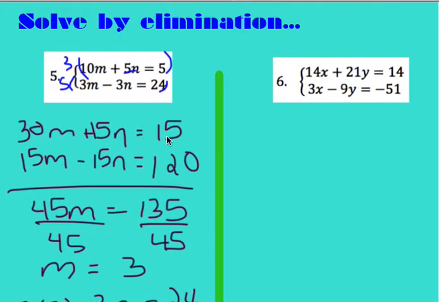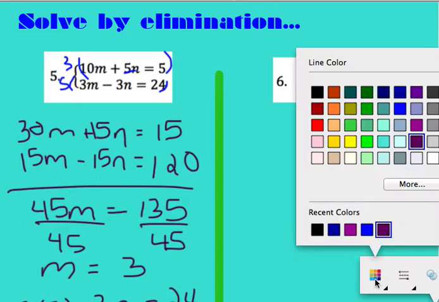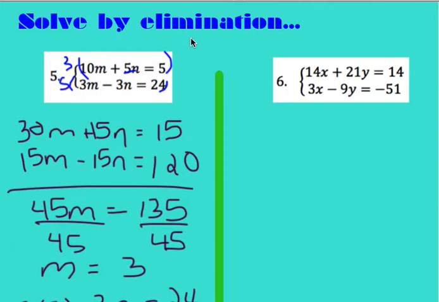6 here. So when we're taking a look at number 6, I see that my y's already have opposite coefficients. So I need to figure out the smallest number that 21 and 9 multiply to. So if you don't know, start multiplying around on your calculator. Make some guesses. And after doing that for a while, I found out that the smallest number they multiply to is 63.